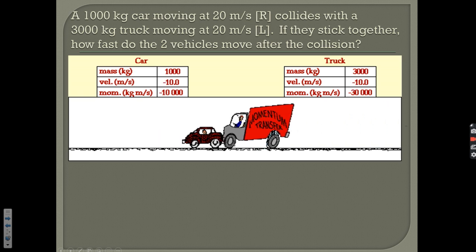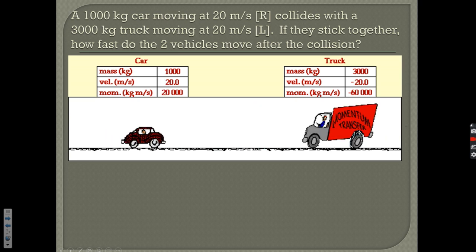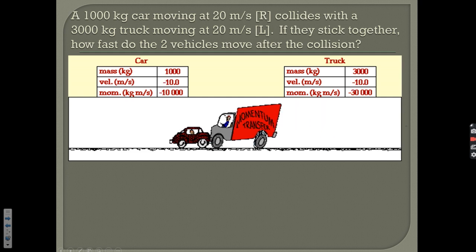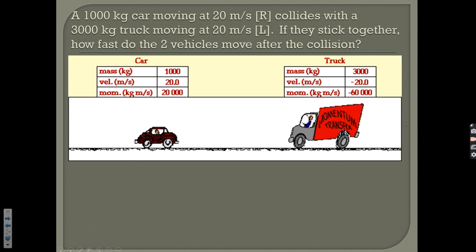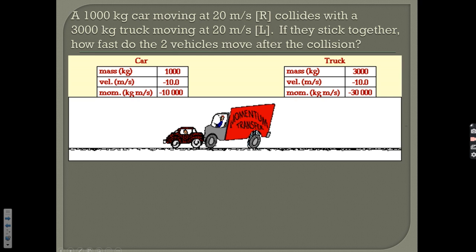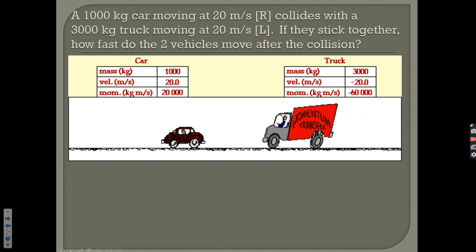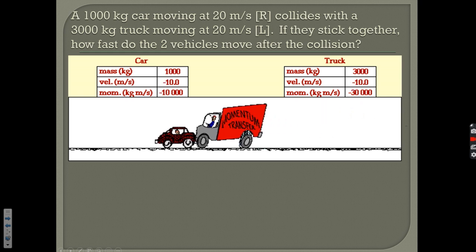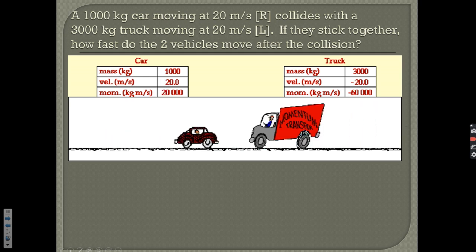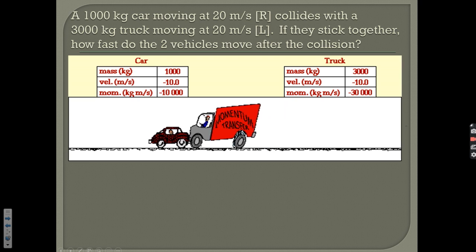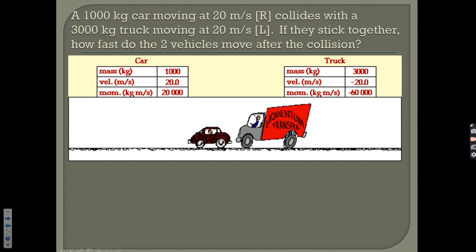Another scenario. A 1,000 kilogram car is moving at 20 meters per second right, and it collides with a 3,000 kilogram truck moving left at 20 meters per second. Now, just thinking about this logically, we can see that their initial velocities are identical. Because the truck weighs more, it has a larger mass, that means it's going to have more momentum, and therefore after the collision, things will continue in the direction of the truck, just because it has more initial momentum than the car does.